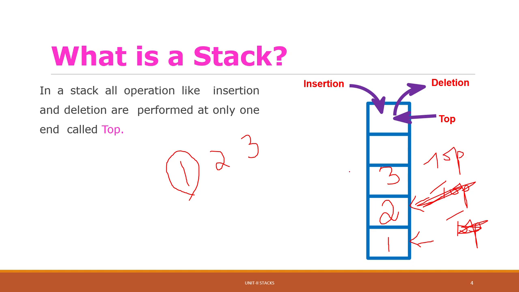Suppose I want to delete all the elements 3, 2, 1. I am going to remove them in this way, so that the top will also be reduced in decreasing order. So in this we can say that all the insertion and deletion can be done at one end, and whatever element we are updating, we call that the top.